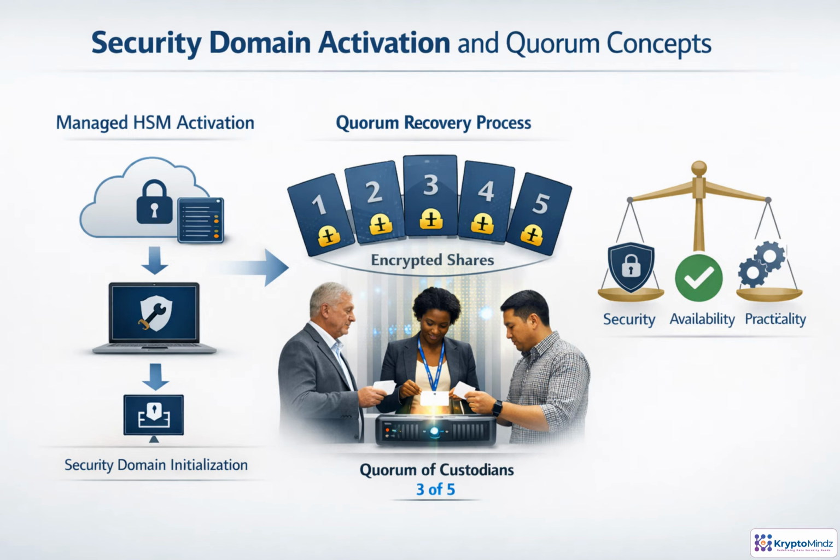When a managed HSM is first created, it's not usable until you activate it by initializing the security domain. During initialization, the system generates recovery material, breaks it into encrypted shares, and distributes those to multiple custodians. A quorum rule, such as 3 out of 5 shares required, ensures no single person can recover the HSM. Designing quorum size is a trade-off between stronger security and the practicality of recovery and day-to-day operations.